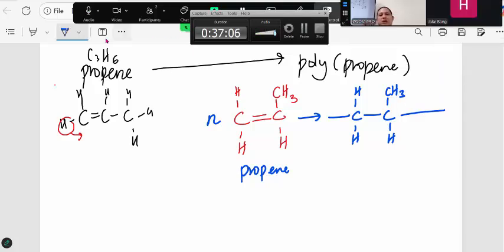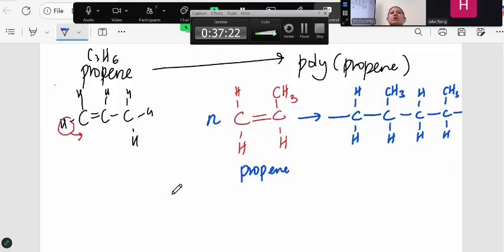Can see it not? Okay, so this is one repeating unit. If I want to draw more repeating units, I just draw again. H, CH3. Do you understand? That's it?